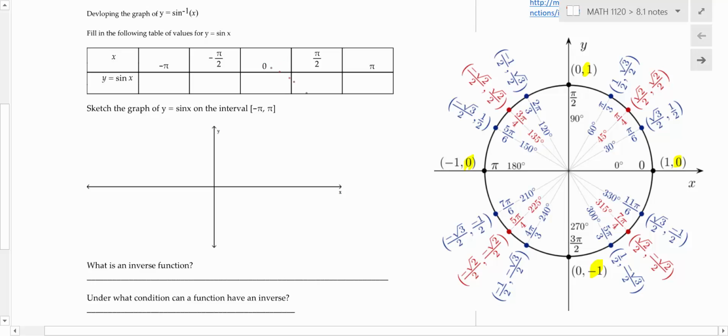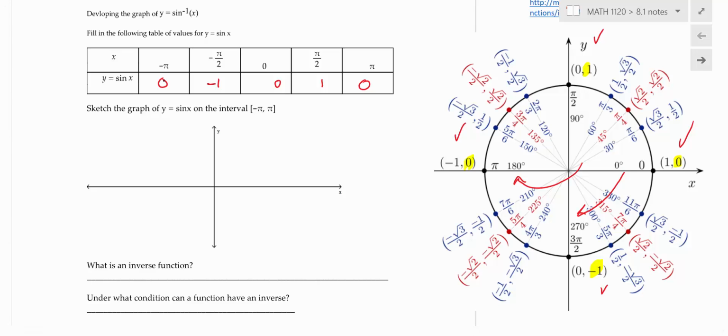We know the sine of 0, of course, is 0. The sine of pi over 2 is 1, and the sine of pi is 0, and so forth. If we go clockwise, the sine of negative pi over 2 is negative 1, and the sine of negative pi is 0. So we're going to graph a sine. We already know how to do that, but we have to do this to develop the idea of what an inverse is. So let's plot these points out.